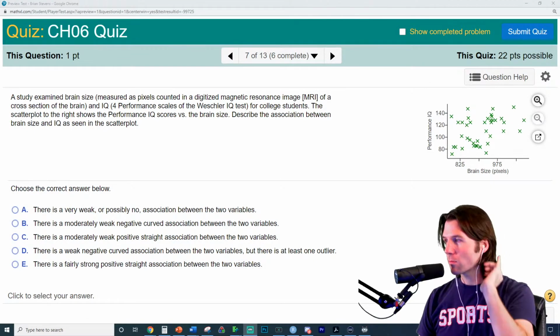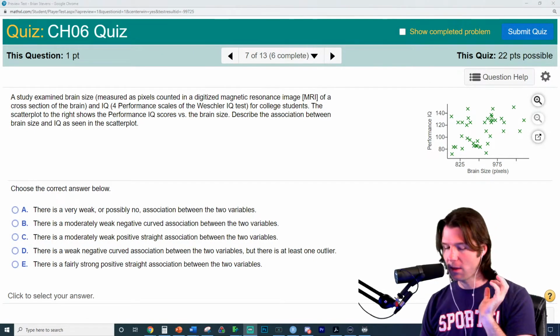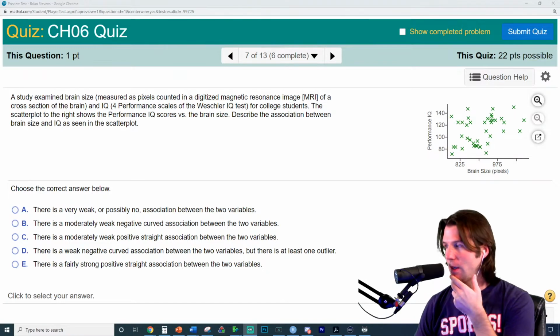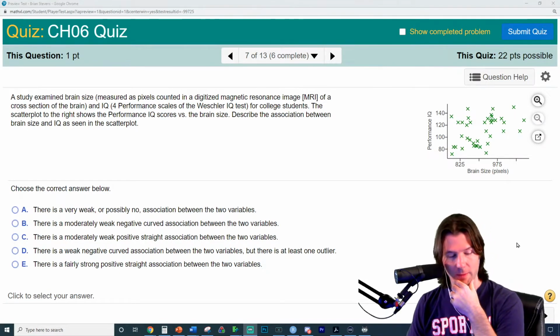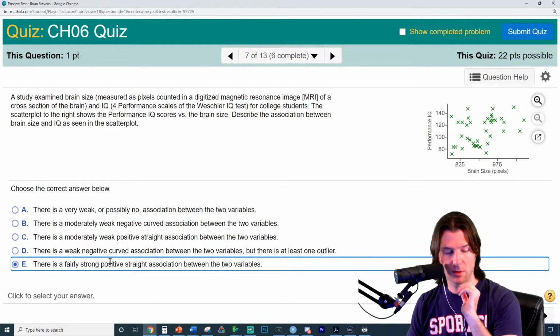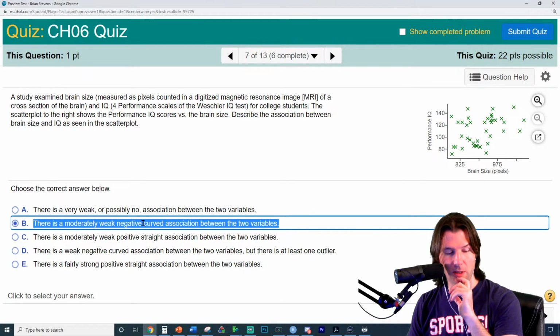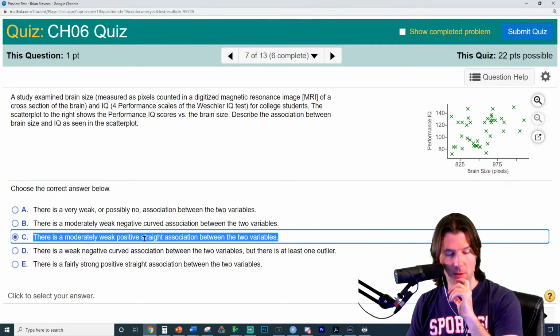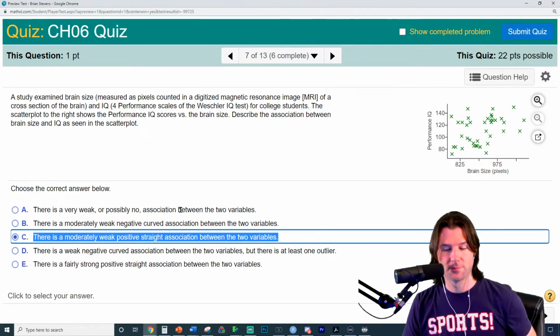Okay. If I were to say anything about this, you have to think, would a line go through this? A line, if it went through it, would go up a little bit. So let's cross off some ones here. Strong. No, it's not strong. There's a weak negative. Nope, doesn't go negative. There's a moderate weak negative. Nope. Here we go. Here's the only 2 I see.